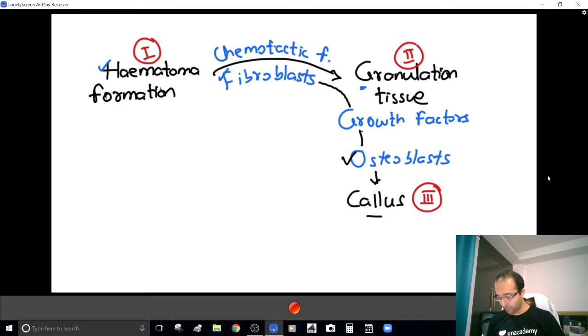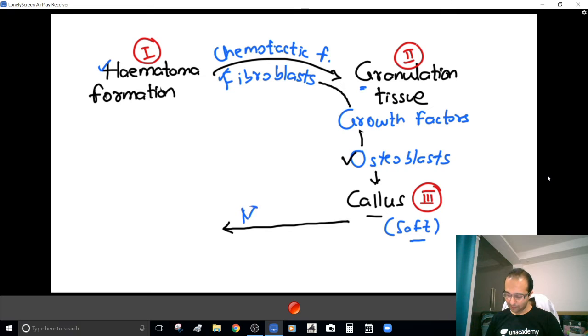Now please understand the problem with callus. It is a soft structure. Even if callus is formed, you can still have movement at the fracture site because callus is basically a soft structure. So if bone has to unite, callus has to become rigid, hard, strong. And for anything to be hard in the body, it has to have calcium. Like teeth, they are strong because they have calcium. So that is what happens next.